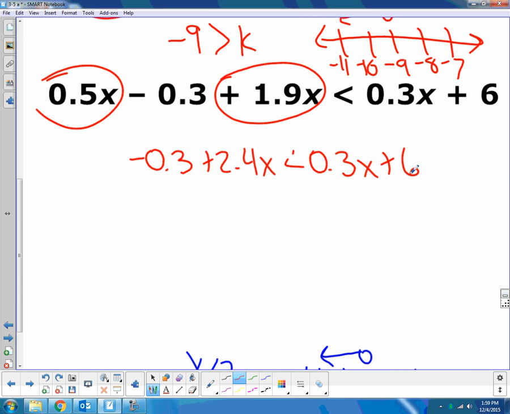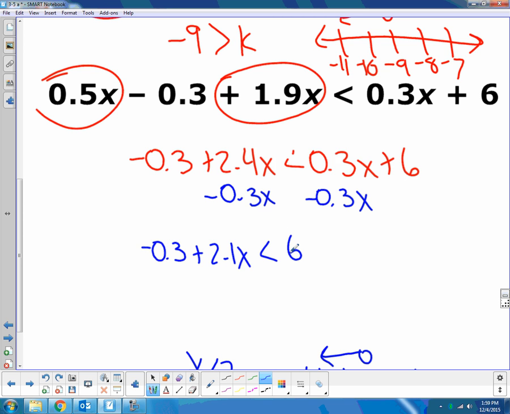And if I go at it, then I want to get my x's together, excuse me. I'm going to subtract 0.3x from both sides, again, just to avoid negatives. If you subtracted 2.4x from both sides, that's fine. We have negative 0.3 plus 2.1x is less than 6.